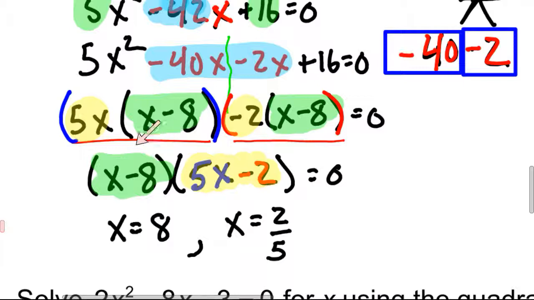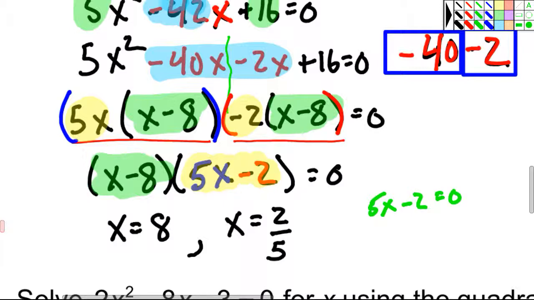Now if quantity x minus 8 times quantity 5x minus 2 equals 0, we know either this is 0 or this is 0, right? So when is it that x minus 8 equals 0? Well, that's when x would be 8. And when is it that 5x minus 2 equals 0? Maybe you can't see that right away, so I'll do it off to the side here.